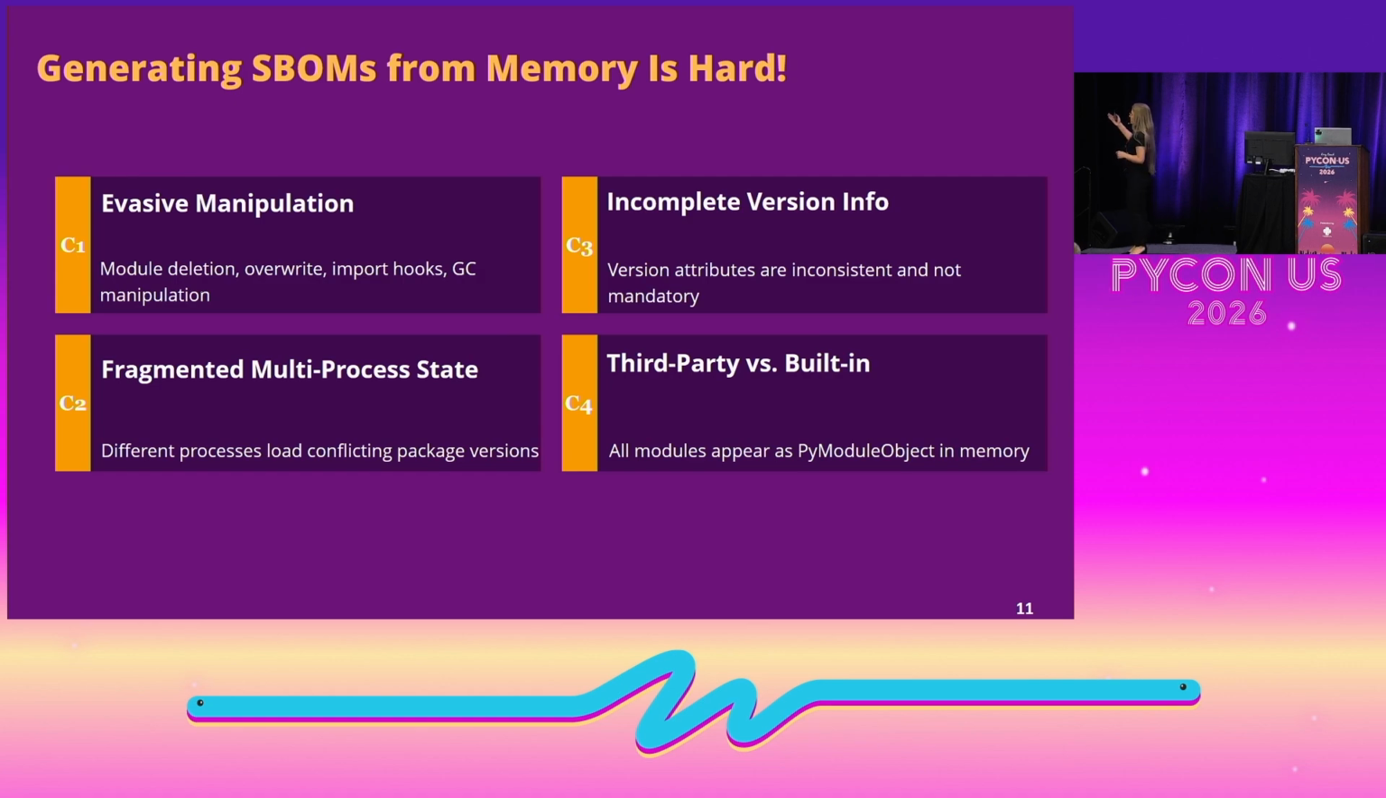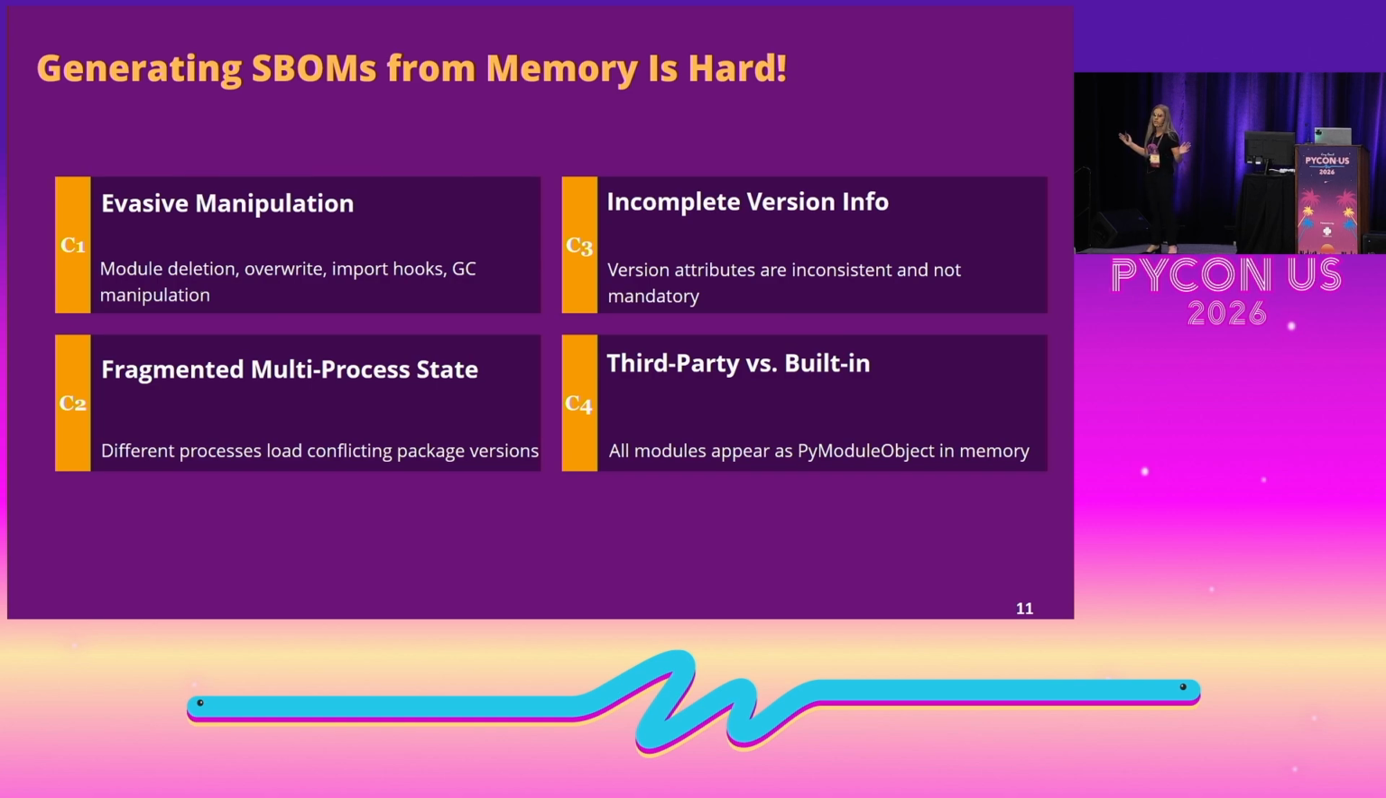And also, as I said, the version information is optional. There is no guarantee to have version information in memory. It's also another challenge for us. And because SBOM is a list of packages, and the packages are represented as a set of modules in memory, there's no one block in memory to tell you, okay, this is package X, this package Y, this package Z. No, we don't have that in memory.